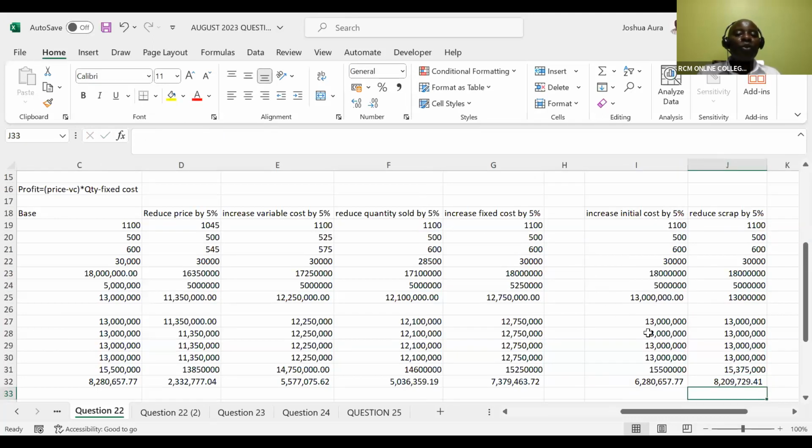Is there anybody who was able to get this 8209? Opposite of adverse variance, Miriam, is favorable. But we don't do sensitivity analysis, favorable sensitivity. Always sensitivity analysis is for adverse.